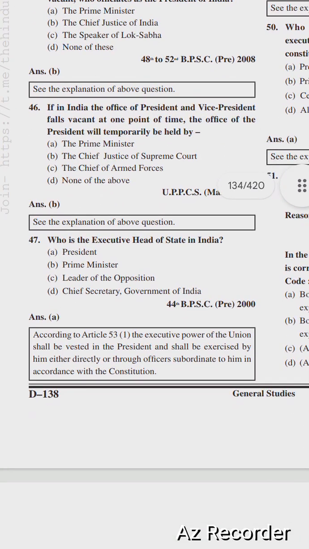So next question is, if in India the offices of President and Vice President fall vacant at one point of time, the office of the President will temporarily be held by the Prime Minister, the Chief Justice of the Supreme Court, the Chief of Armed Forces, none of the above. Right option is option number B, the Chief Justice of the Supreme Court.